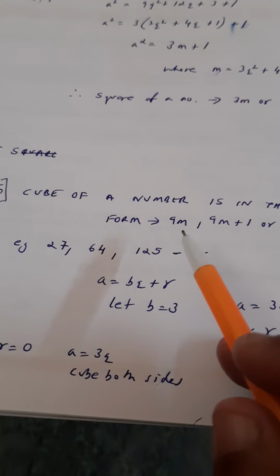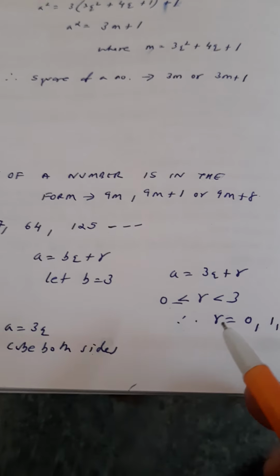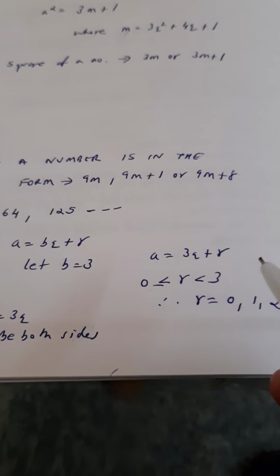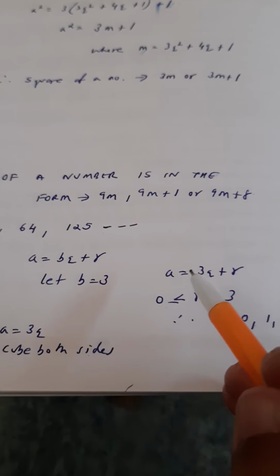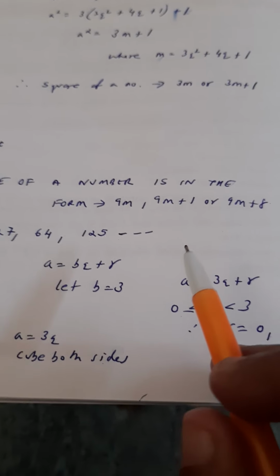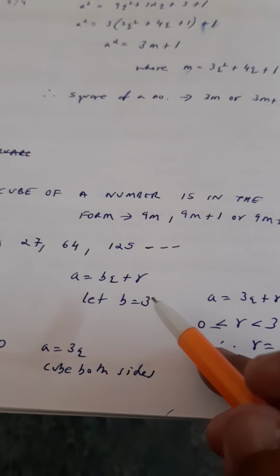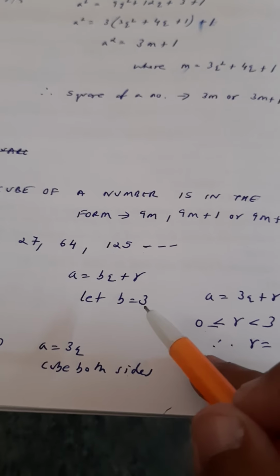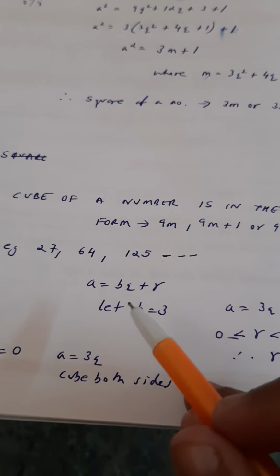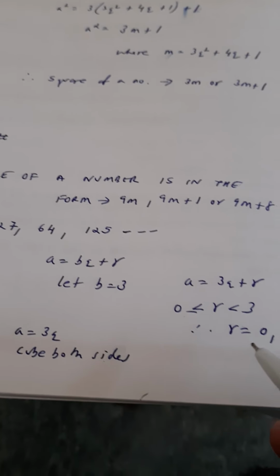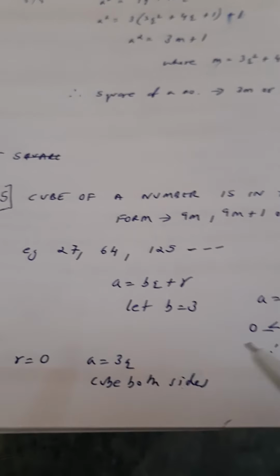The reason is, if you take b as 9, then r will be greater than or equal to 0 and less than 9. So the possibilities of r will be 0, 1, 2, 3, 4, 5, 6, 7 and 8. We would have 9 cases to discuss, which will become too long, and the calculations are going to be very complex. So in these types of questions, you can take a lower factor, so we take 3. Then r values are 0, 1, 2, and we can easily discuss 3 cases.